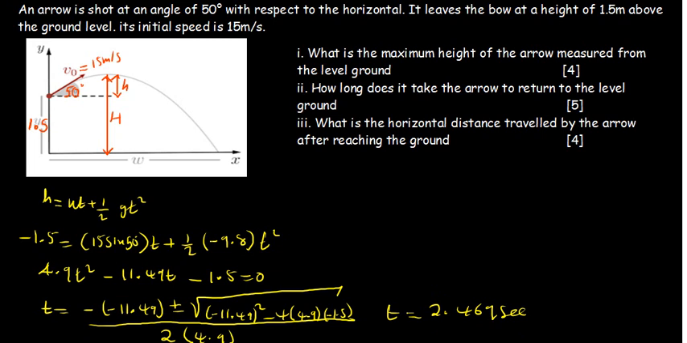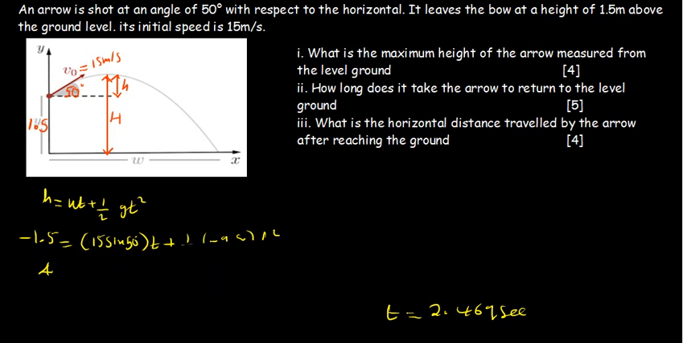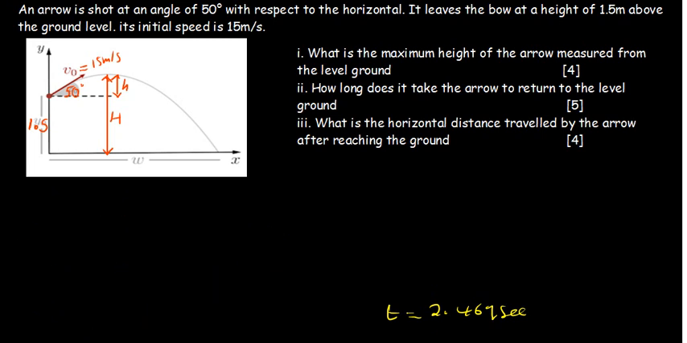We found time to be 2.469. Let's go for method 2. Now for method 2, we're first going to find the time from this point to the maximum point. We're going to call that T1. And then from the maximum point to the bottom, we're going to call that T2.